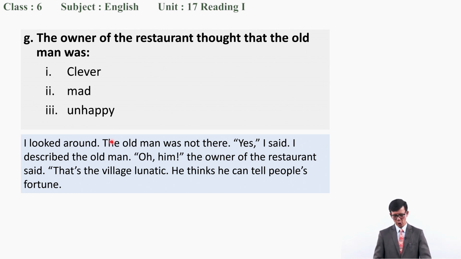Very good. So, the hotel owner said that man was, yes, that man was a lunatic, a mad person in the village. He was a village lunatic. Right, my dear students? Perfect.